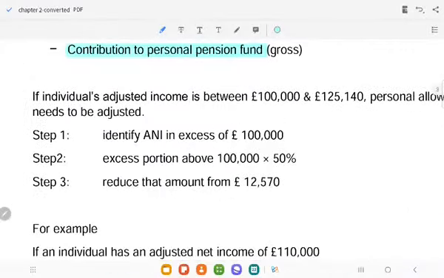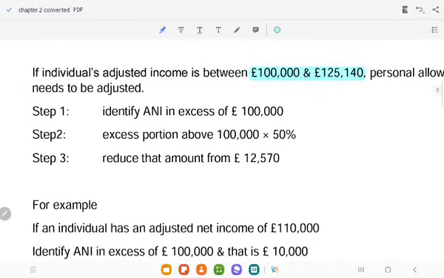Now the stepwise approach to calculate the adjustment in the personal allowance. But first, when do you have to adjust the personal allowance? If the adjusted net income is between 1 lakh and 1,25,140, you have to adjust your personal allowance. It means if your adjusted net income is up to 1 lakh, the full personal allowance is available, and if your adjusted net income is 1,25,140 or greater than that, then no personal allowance is available for a high individual earner. So if your income is between 1 lakh and 1,25,140, you have to adjust your personal allowance.